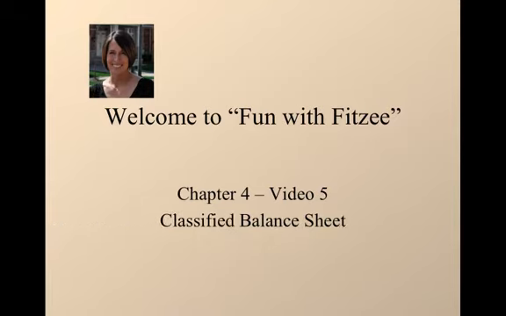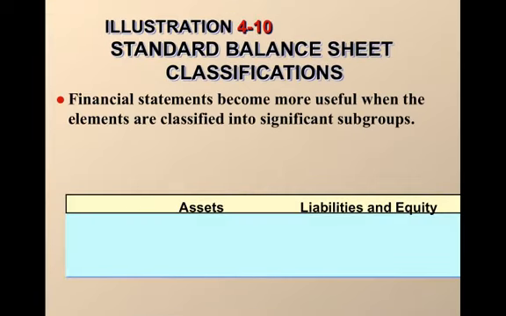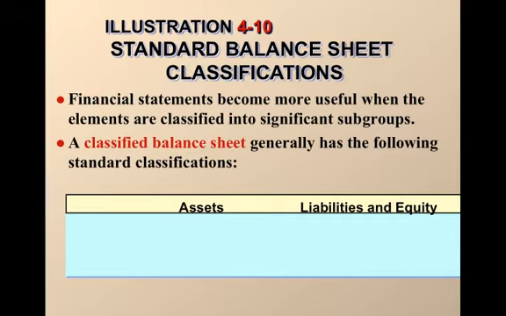We're going to be looking at the classified balance sheet and the current ratio, which we looked at quickly in grade 11. So this again is all review. Financial statements become more useful when the elements are classified into significant subgroups. And so therefore a classified balance sheet classifies these accounts into significant subgroups, and we call them classifications.